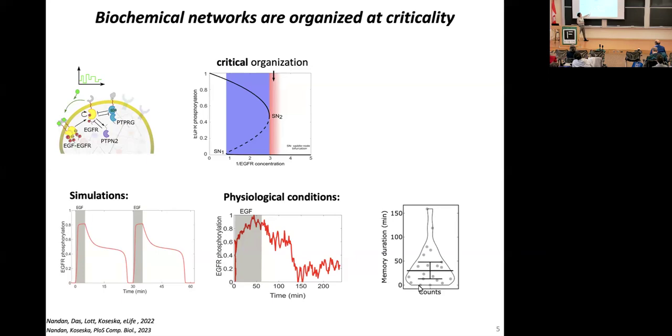the signal before. And the duration of this memory does not depend on whether you stimulate for 5 minutes or for 1 hour. The duration of the memory is an intrinsic property of the system. So we have shown that receptor network, I show you the example here for the EGFR, but we have shown that this is a typical property for the whole family of receptor tyrosine kinases, not just for this molecule. They seem to have a signature of critical organization.